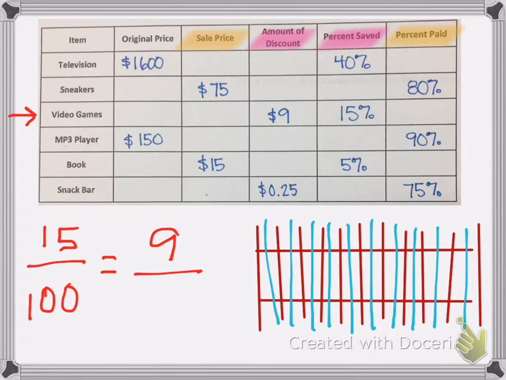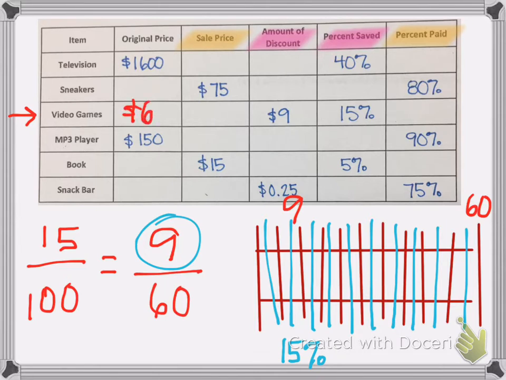So the one that we're really interested in is the 15%. That is the second blue one here. That's 15%. And I know that 15% is also 9. So if I go back here, this third line is also a 9. Well, that means that every line is worth 3. And if every line's worth 3, and I have 20 lines, 3 times 20 is 60. I know the whole thing is worth 60. So there is my original cost of the video games, $60.